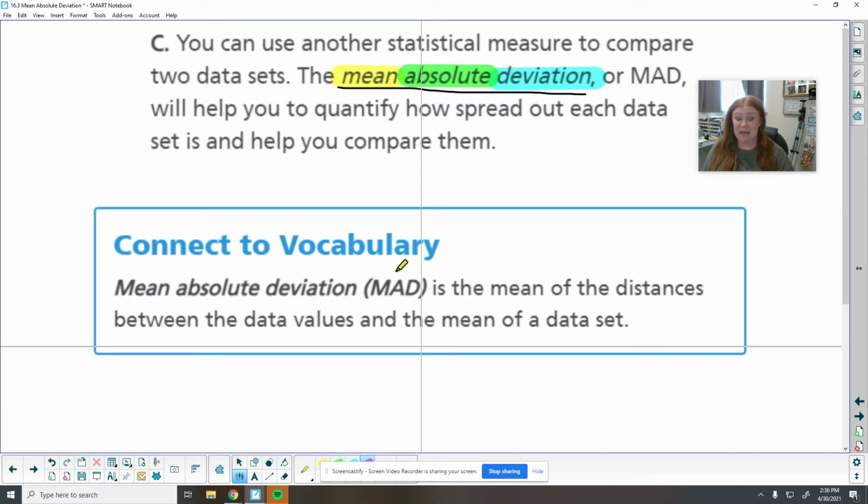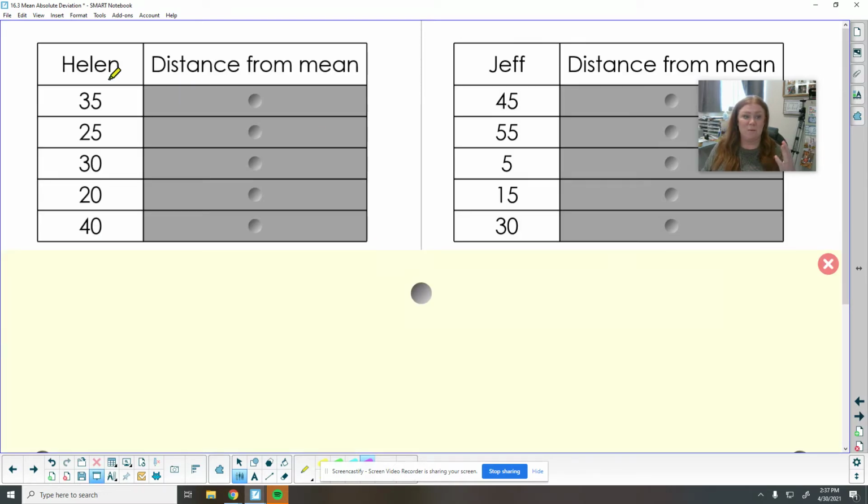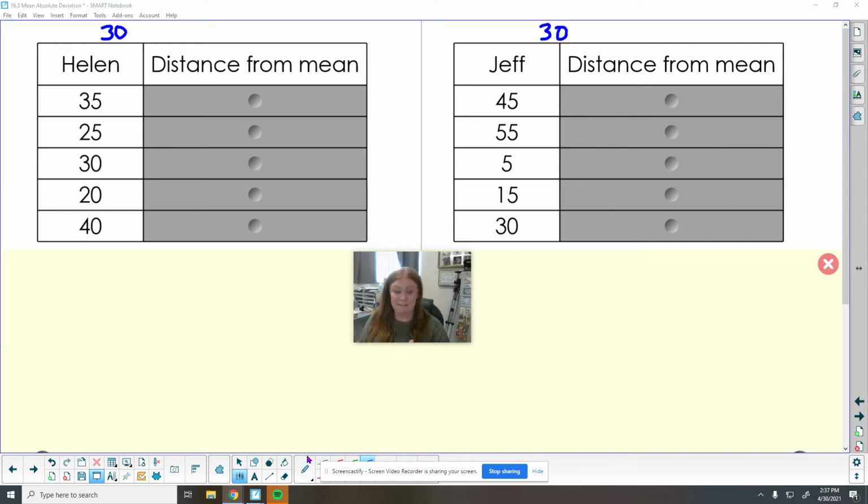So when we find the mean absolute deviation, we're finding the mean of the distances between the data values and the mean. So let's take a look, and I think it will make a lot more sense once you see it in action. So we know our mean was 30 for both of them. Both of them had an average of 30 minutes. Helen spent a fair share of 30 minutes. Jeff spent a fair share of 30 minutes each day.